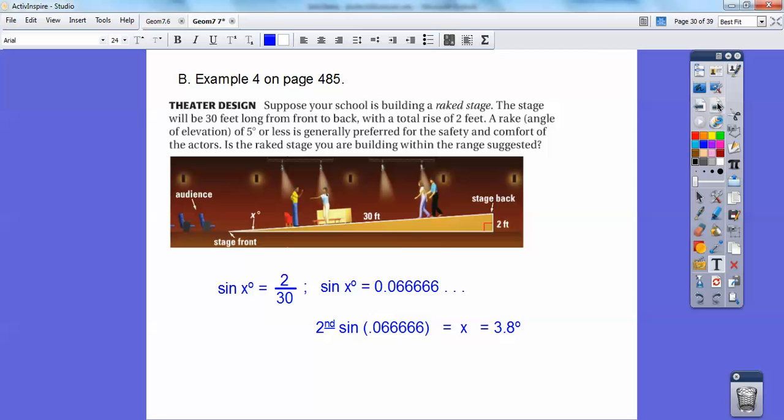And so 2 divided by 30 is 0.0666666, and the 6 repeats. So we do second function sine because it was a sine ratio, and then plug that in and we get about 3.8.